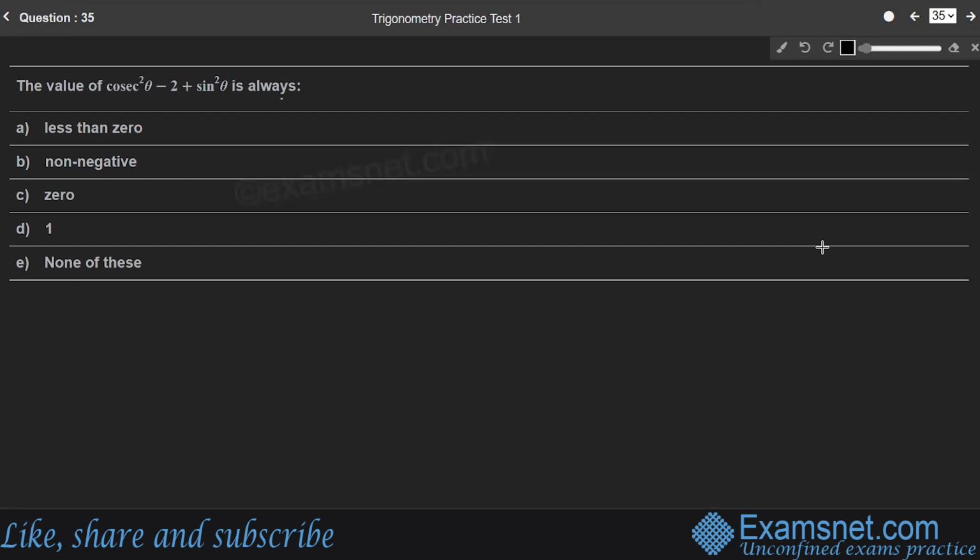Question number 35. The value of cosec square theta minus 2 plus sin square theta is always. Here students, we have two square values, cosec square theta and sin square theta, right? So the square of a number is always positive, right? Therefore, we can say cosec square theta plus sin square theta is always a positive number, right? So at what range do the values of cosec square theta and sin square theta lie? For that, we'll consider the range of cosec and sine functions.